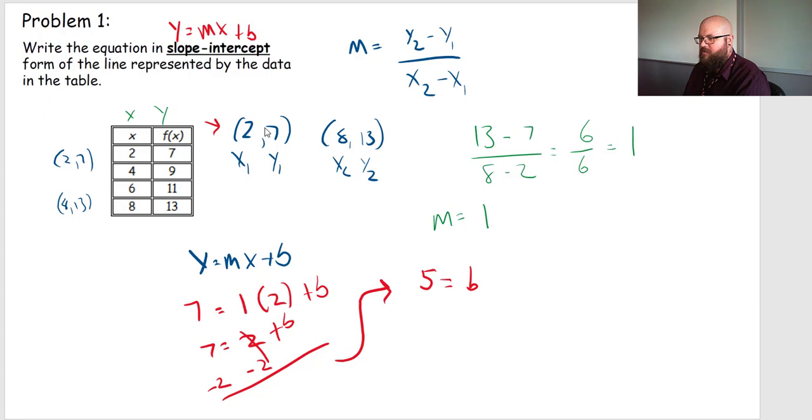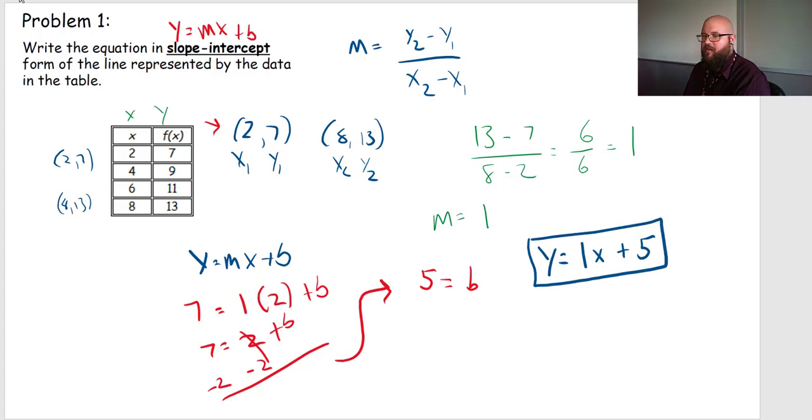So now I know my slope is 1 and my y-intercept is 5. So the overall equation that you should come up with for this is y equals 1x plus 5. And that is your answer for the linear equation for the table. Let's try a different one.